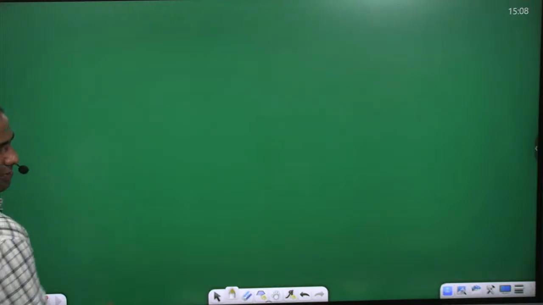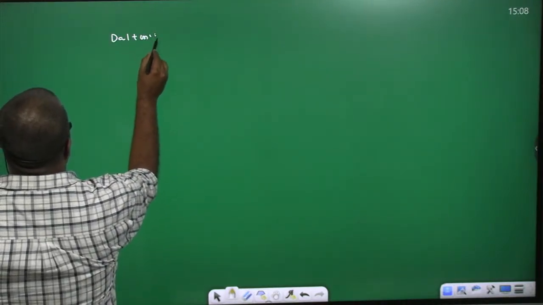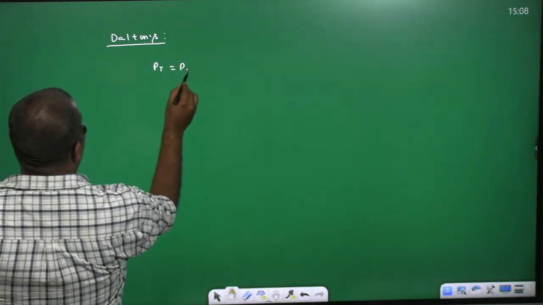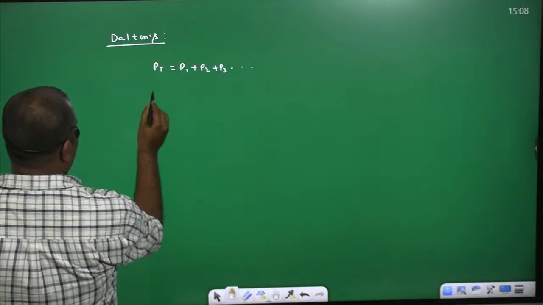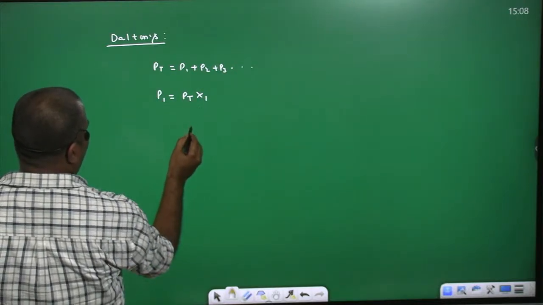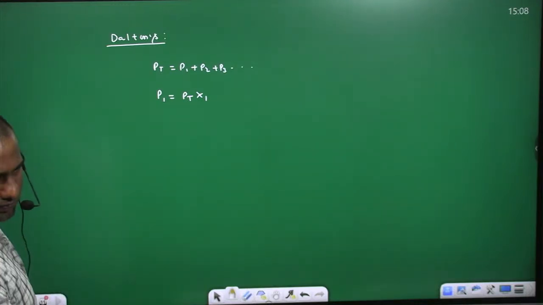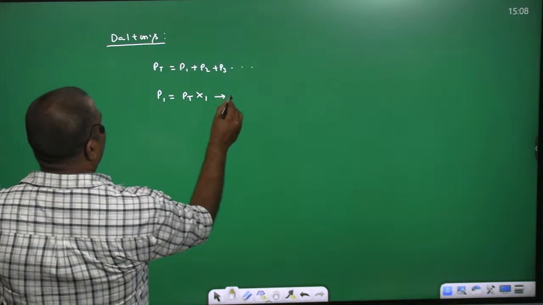Next one, Dalton's law of partial pressures. That is P total equal to sum of partial pressures, P1 plus P2 plus P3 and so on. If you need to find the partial pressure, P1 equal to P total into mole fraction of component 1. Okay, this is in vapor state.